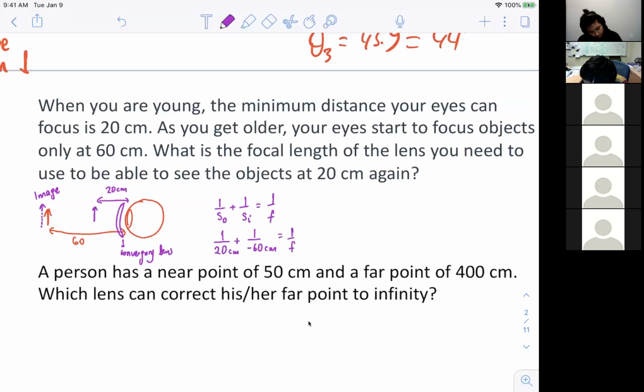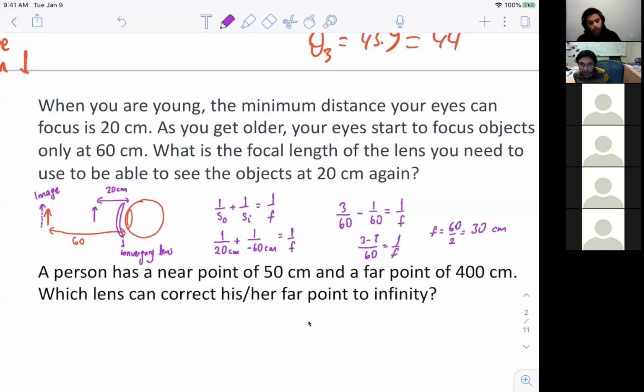If you do this, you make the denominator the same, so you multiply by 3, it will be 3 over 60 centimeters minus 1 over 60 equals 1 over F. 3 minus 1 divided by 60 equals 1 over F. Then F is going to be 60 divided by 2 equals 30 centimeters. That will be the focal length of the lens. And it's positive, which makes it a converging lens. So it's like a double check.